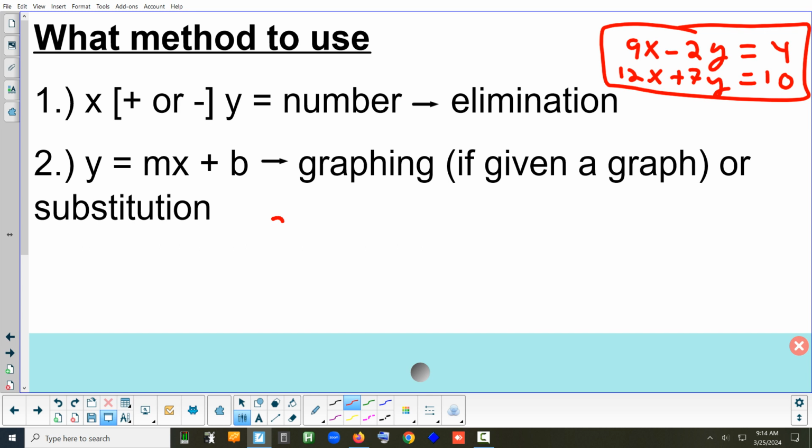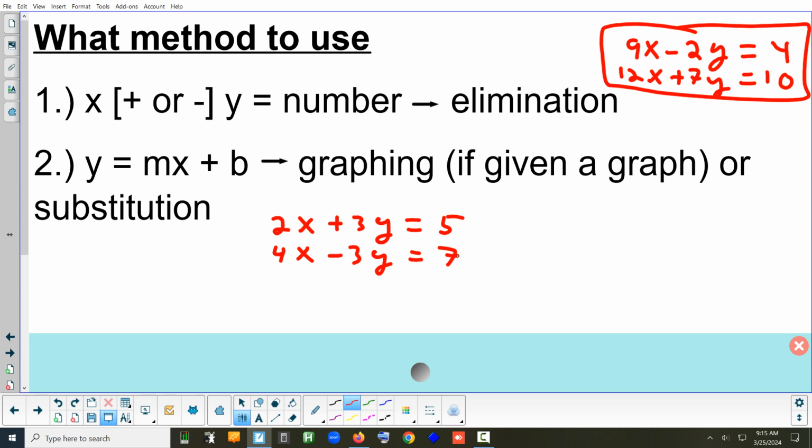Let's do something like 2x plus 3y equals 5. And let me do... Is this example Y? No, this is just one we're going to do together. 4x minus 3y equals 7.